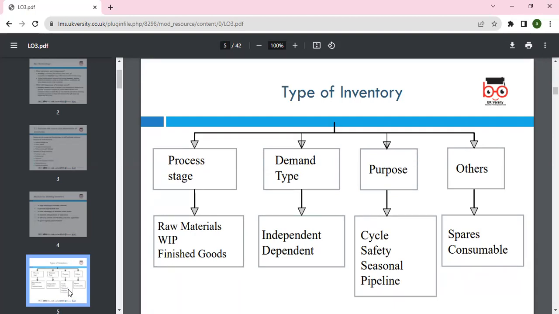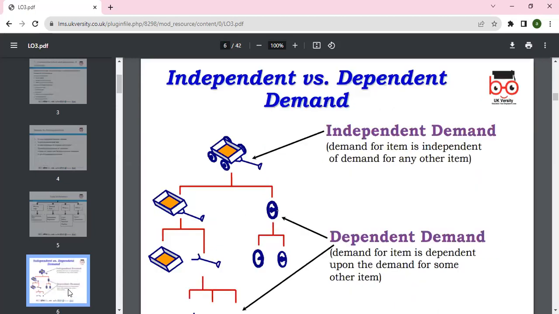If the population is growing and the income is increasing, those are factors in house demand. It depends on the purpose, the cycle, safety, seasonal, and the pipeline, and the others can be spare consumable inventories. Okay, so dependent versus independent. Independent demand is demand for an item that is independent of the demand for any other item. Dependent demand is demand for an item that depends upon the demand for some other item.